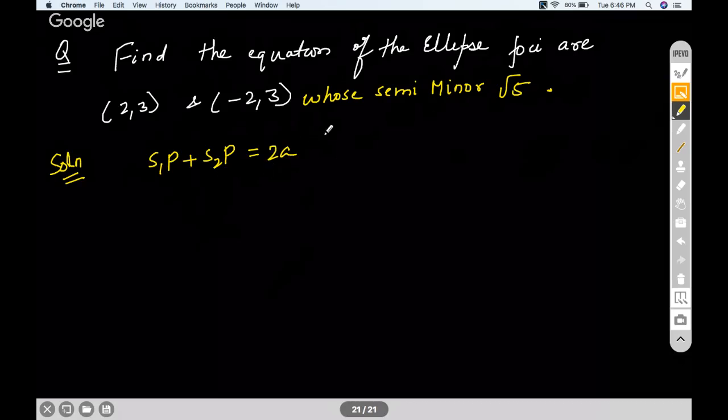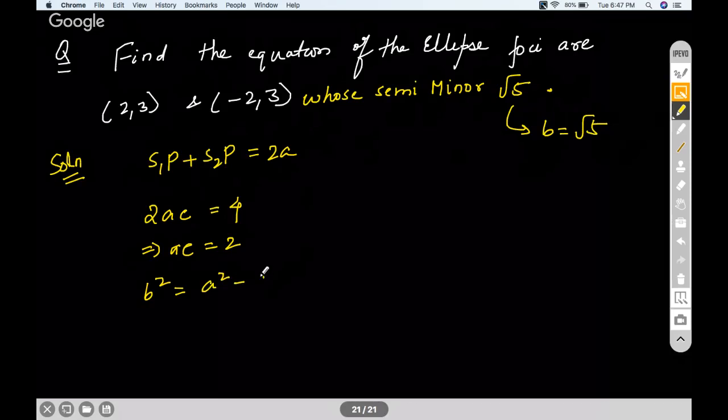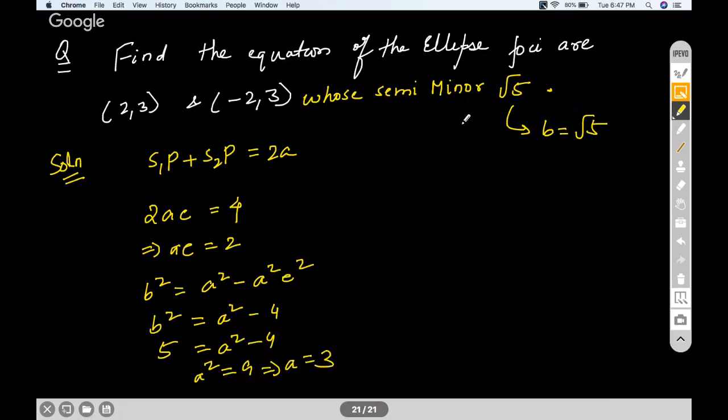Now, how do I get to a? Because what is given to us is b. b is root 5, right? First of all, the distance between the two foci is 2ae, which is clearly 4, correct? So ae is equal to 2. And you know that b square is a square minus a square e square. So b square is a square minus 4, and this is equal to 5. So a square is equal to 9. So your a is actually 3.